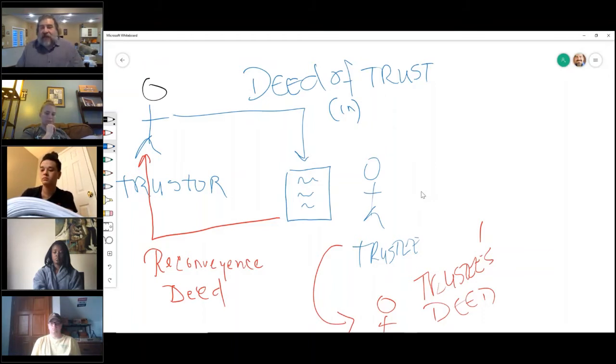Now, there's one other deed I want to talk about. It's called a deed pursuant to a court order. Sometimes a judge will actually order the property sold. We talked about that thing called partitioning with joint tenants.